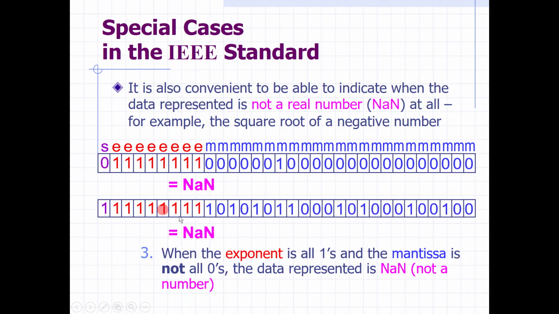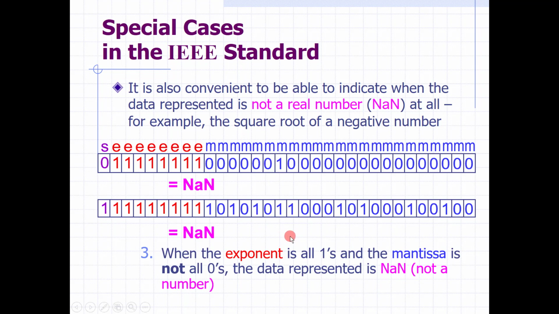But because it's not a number, it seems weird to put a minus sign in front of it. So let's just also call that not a number. So these are our special cases. We had 0, we had positive and negative infinity. Now we've introduced not a number.